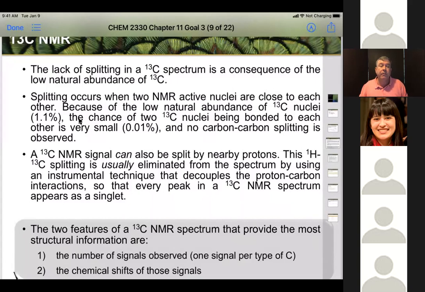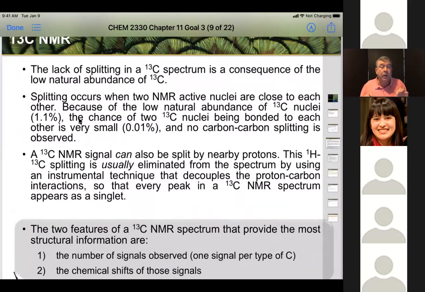So that means that we have a very small percentage of it. But what this also means is that we don't worry about splitting, because we're never going to have two carbons close enough together to see splitting, or if we do see splitting, it is so small we don't notice it. Okay, so that brings us down to intensity.